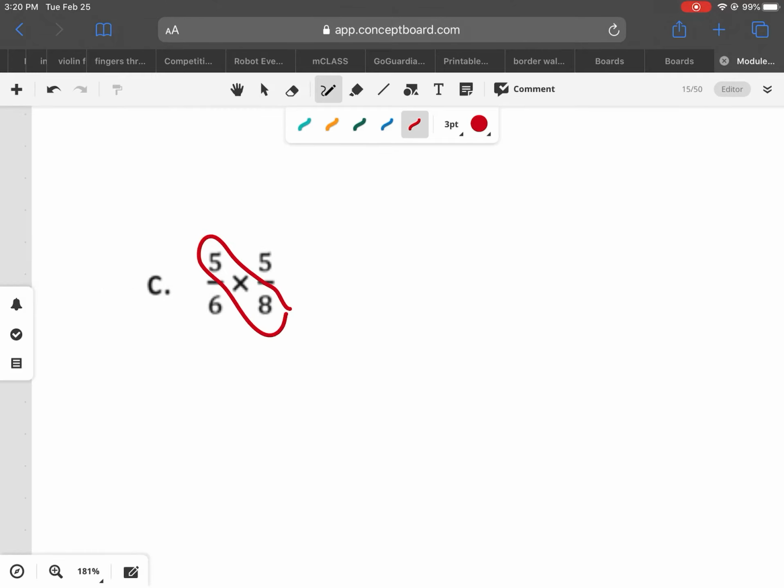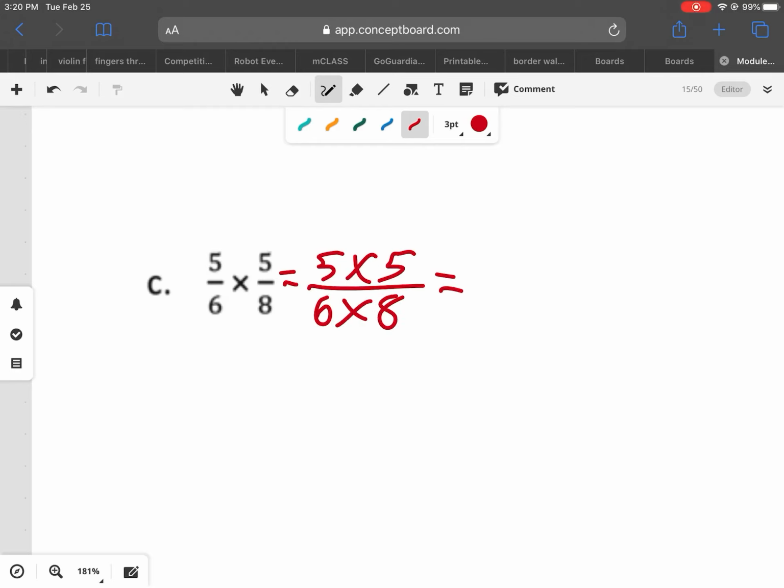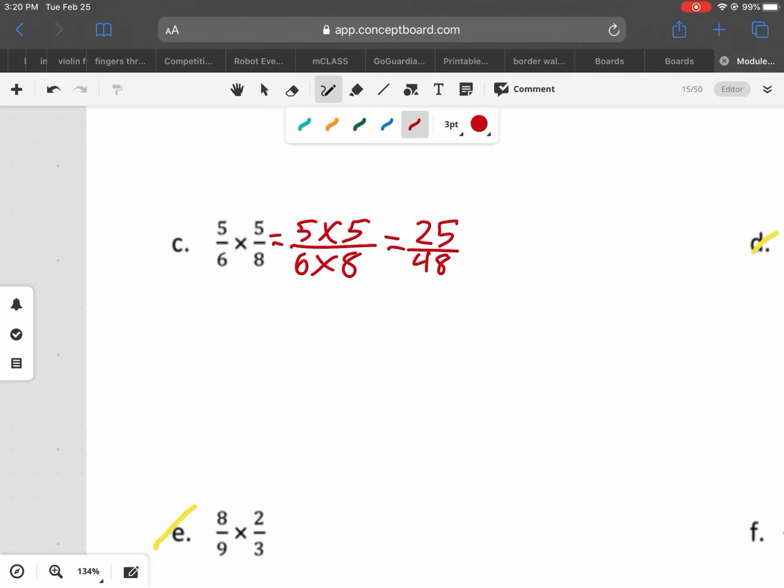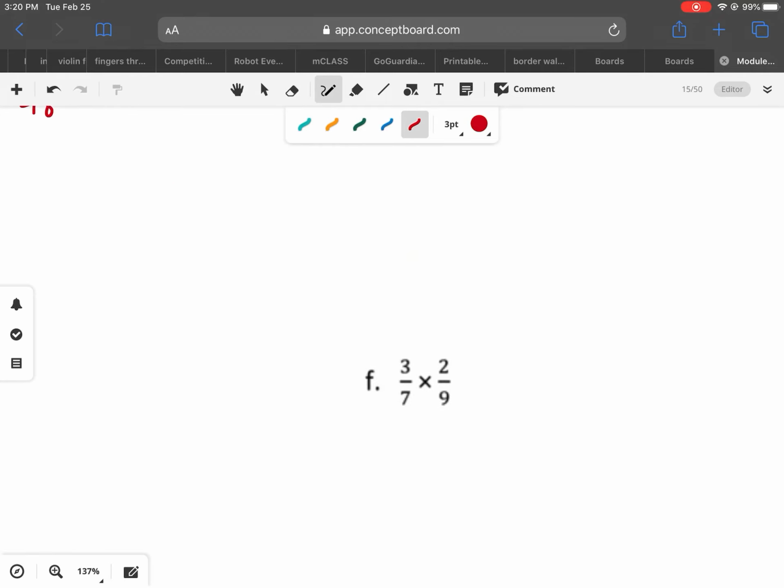Okay, over here, there's no relation. My 8s aren't related to my 5, and my 5s aren't related to my 6s. So I can't really do anything but multiply across. So this is just a simple 5 times 5 over 6 times 8, which gives me 25 over 48. No simplifying there. Let me think. 3, can we do 3? No, 25 can't be divided by 3, so nope. All right.